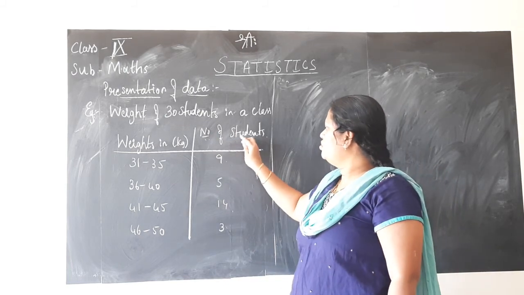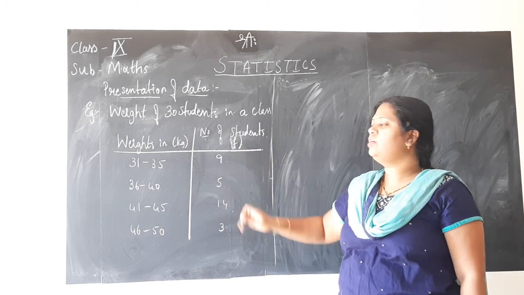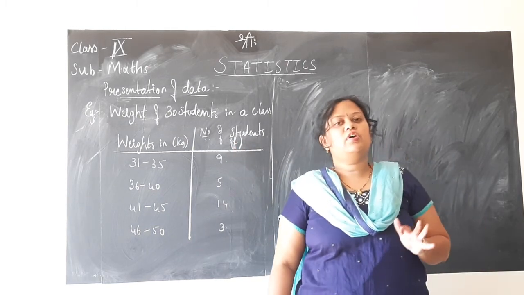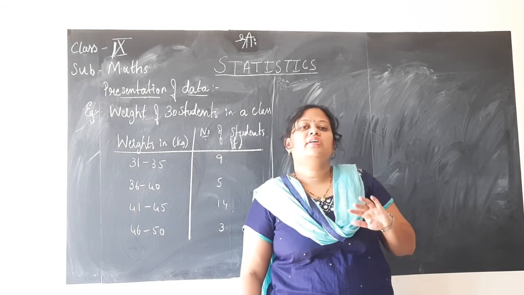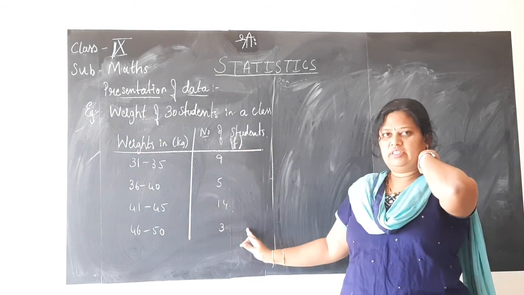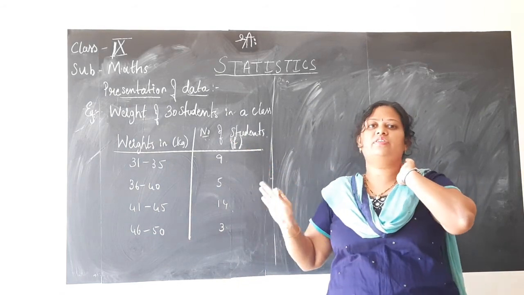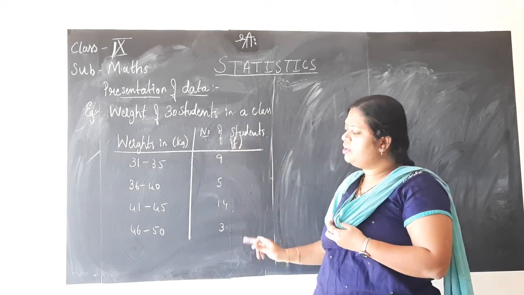So the number of students here in the second column is nothing but its frequency. Wherever you get the number, I already told you what is frequency. The number of repeated scores or the repeated number gives you the frequency. So the number of students is nothing but the frequency column. You should not say it is not a frequency distribution table. Okay, the number of students is nothing but frequency.